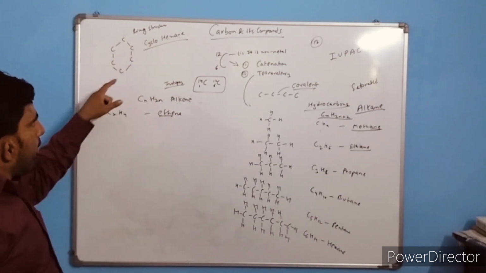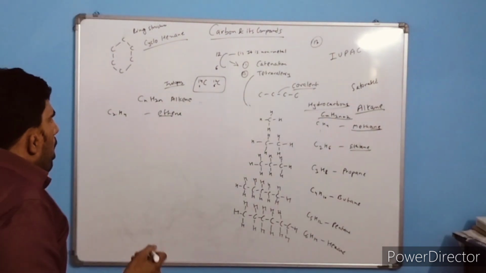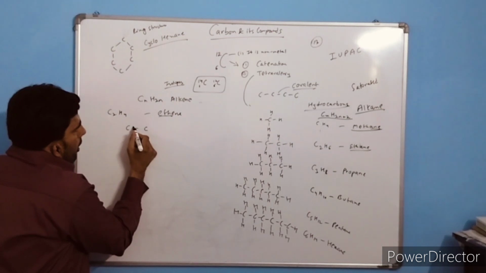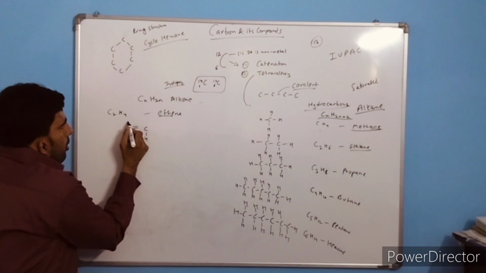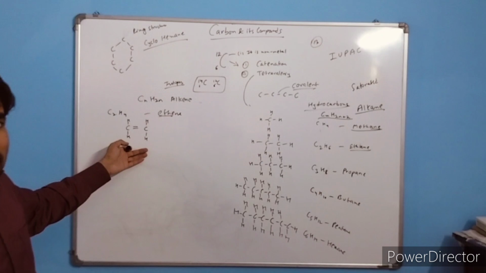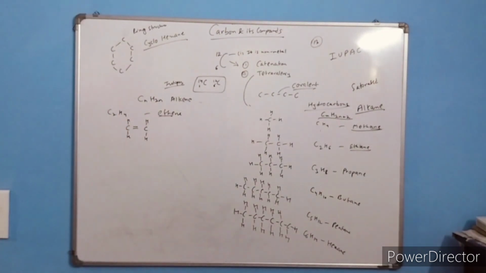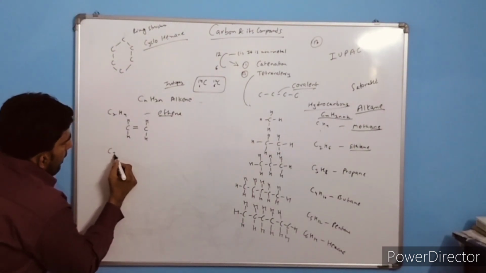Eth for the 2 carbon atoms and ene for the double bond. How will its structure be? If I clarify this, its structure will be like this. So you will have H here. You can see the number of hydrogen atoms has been reduced. So that is what they say, C2H4 ethene. If I go further, let us take one more example.